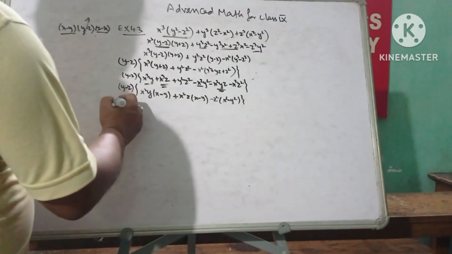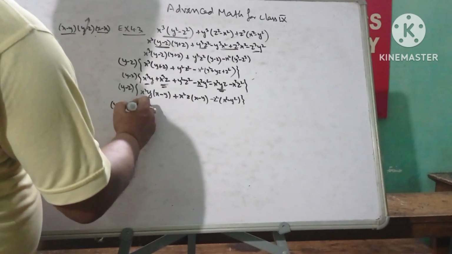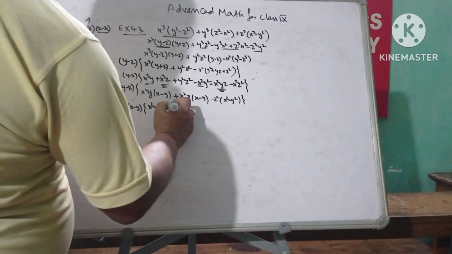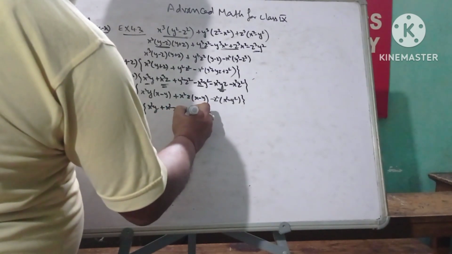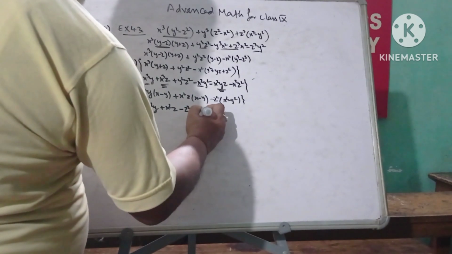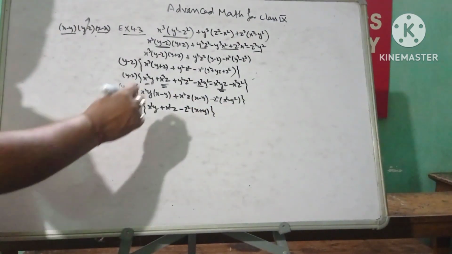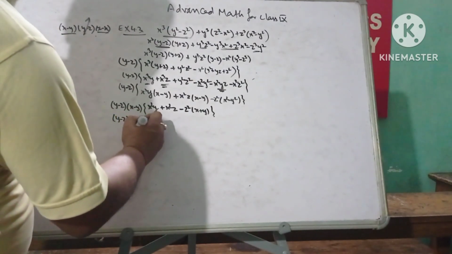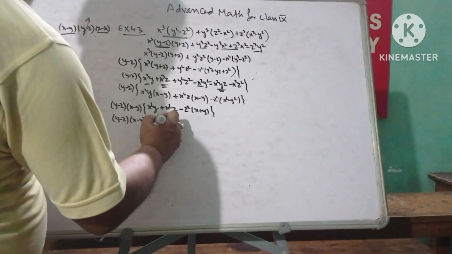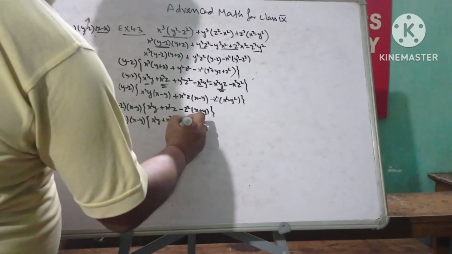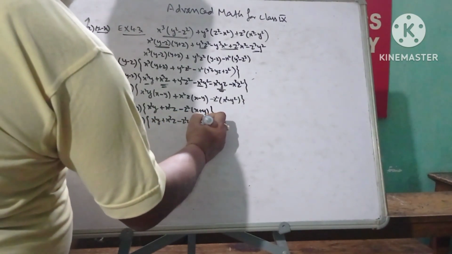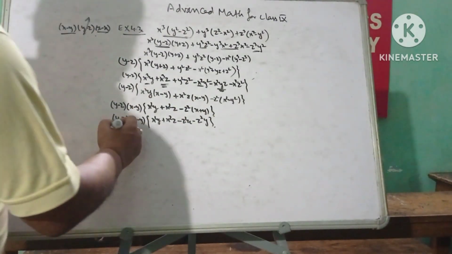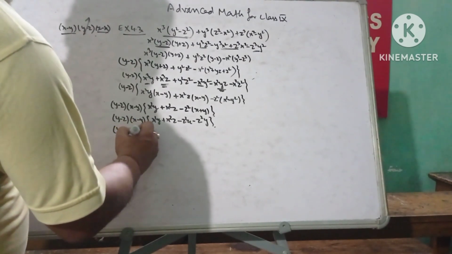So from here we are going to take common (y minus z)(x minus y). So this remains x square y plus x square z minus z square x plus y. Now again I am going to expand it. So this is (y minus z)(x minus y), and here x square y, x square z minus z square x minus z square y. Now there are two plus terms and two minus terms, so this is (y minus z)(x minus y).